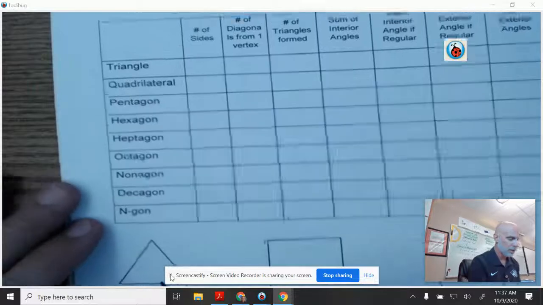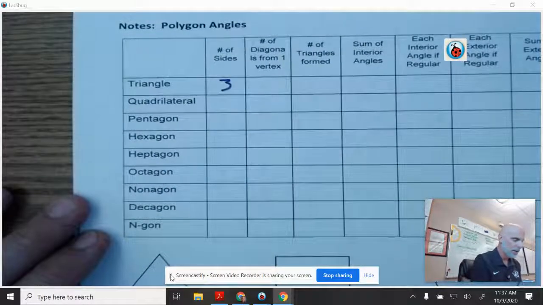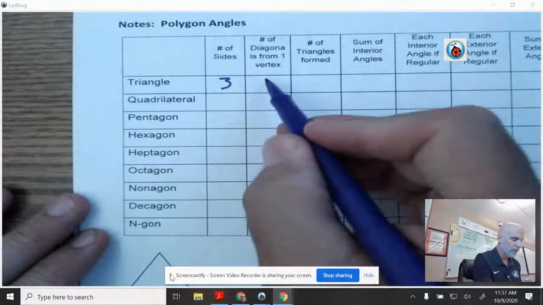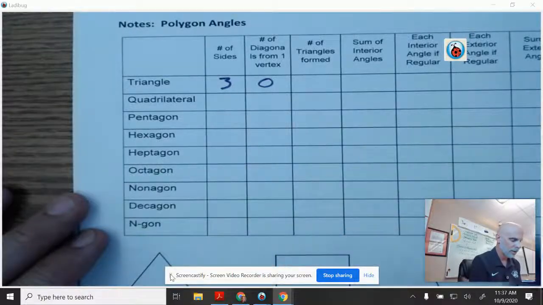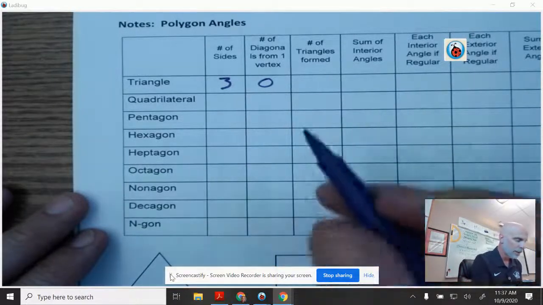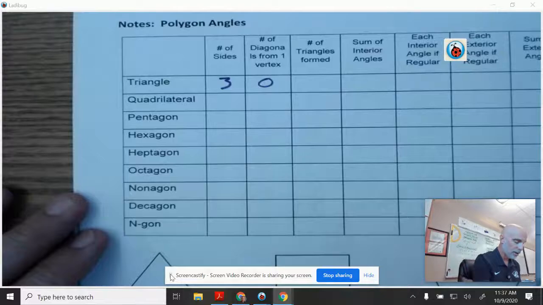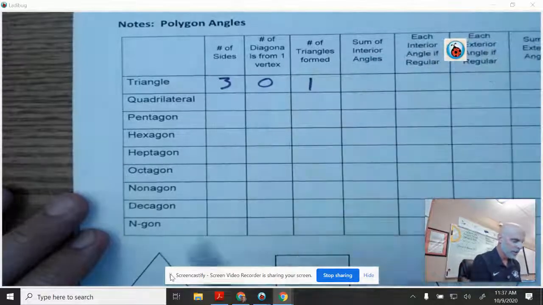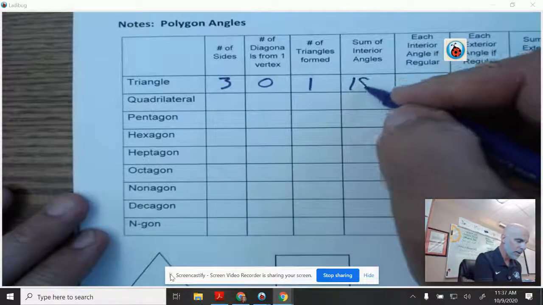So a triangle, we know it has three sides, and there are 0 diagonals from one vertex because I can't draw a diagonal in there. I'll show you that in a minute. Okay, the number of triangles formed, well, I only see one. And we know the sum of these interior angles is 180.